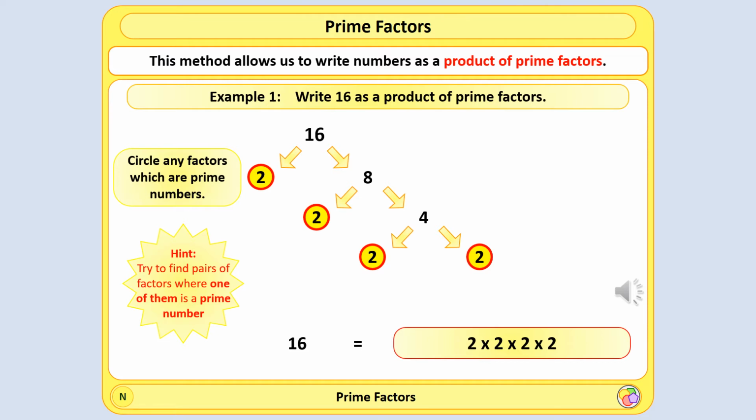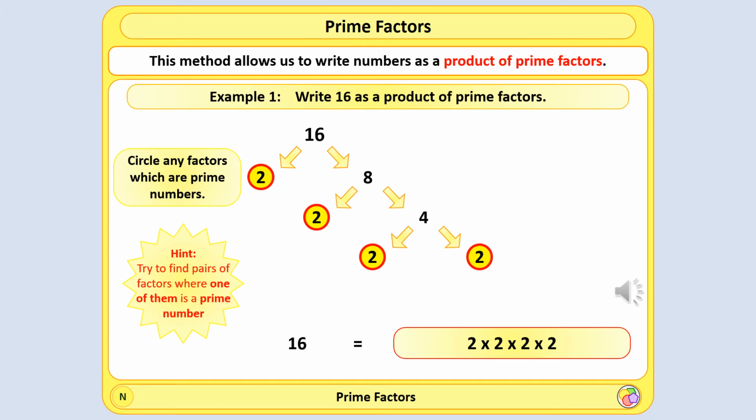Here are the steps for finding prime factors. Basically, you break the number down by its factors to find prime numbers. If I'm looking at the number 16, I need to think of two numbers that multiply together to make 16. So I've chosen 2 and 8.